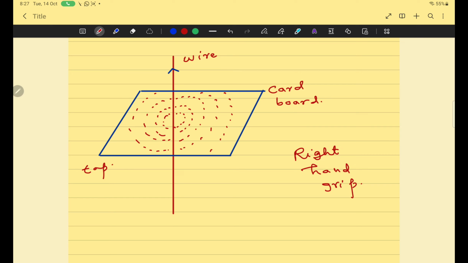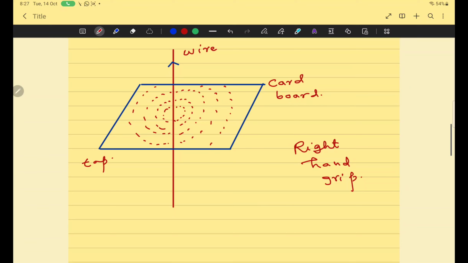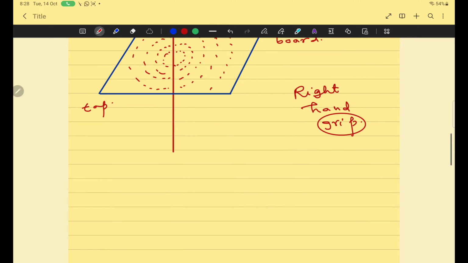The right hand grip rule is, if you place your right hand thumb in the direction of current, and now grip the wire virtually, not really, if you grip the wire by your right hand fingers, then the direction of fingers will tell you the direction of magnetic field.